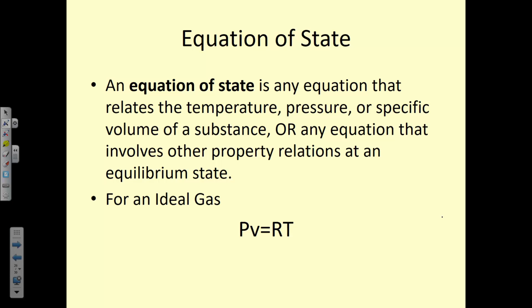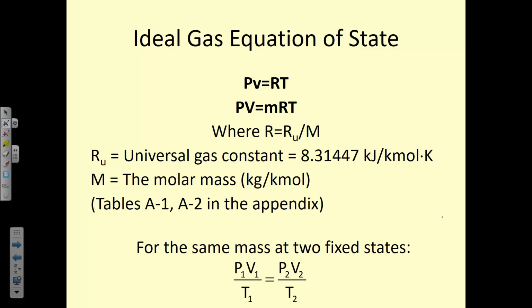An equation of state is any equation that relates pressure, temperature, specific volume, or any other combination of intensive properties to one another to find some equilibrium. So for an ideal gas, Pv is equal to RT. We can also say P capital V is equal to mRT. And again, this is the difference between an intensive and an extensive property. So volume is very much dependent on the size of the system. But volume divided by mass is equal to specific volume.